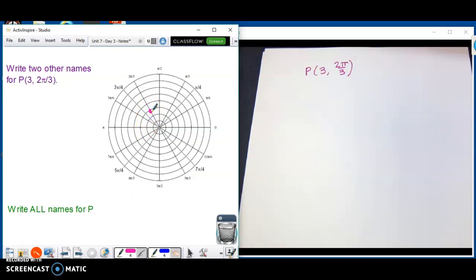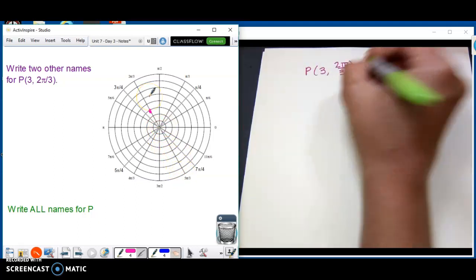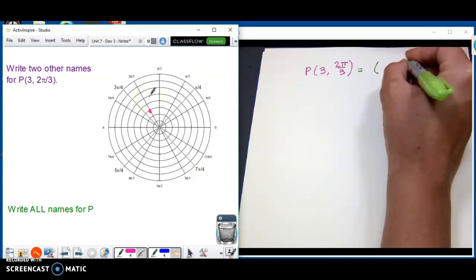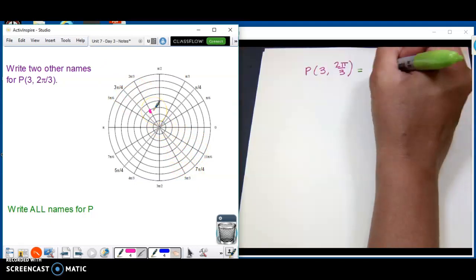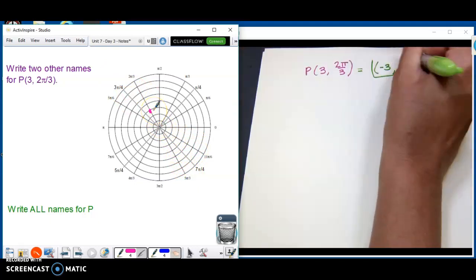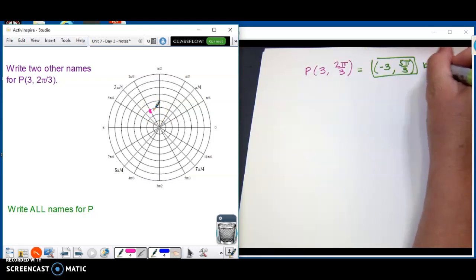Okay, so writing different names. It says to write 2 other names. So first name, if you look at 2 pi over 3, it connects with 5 pi over 3. So if I told you to graph on 5 pi over 3 and you had to move 3 spaces, you would technically be moving backwards. So this right here is another point. This would be considered our backwards point.